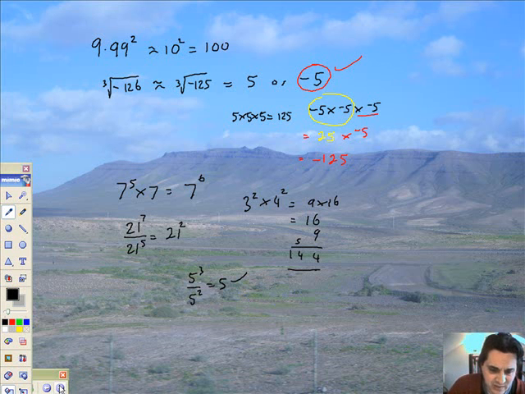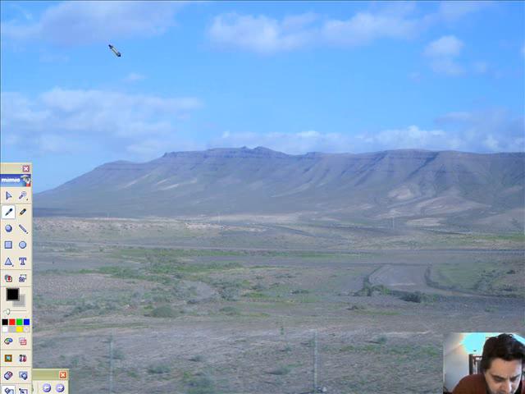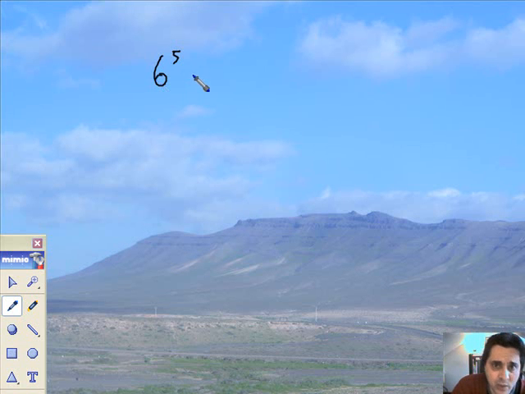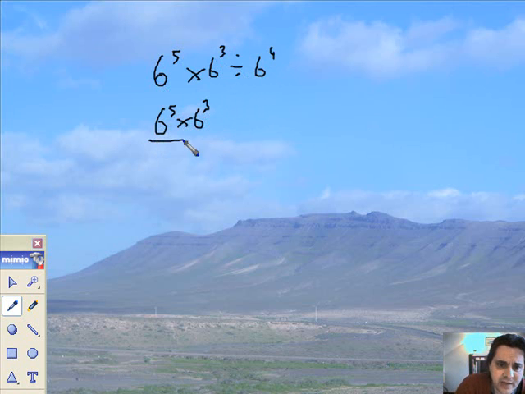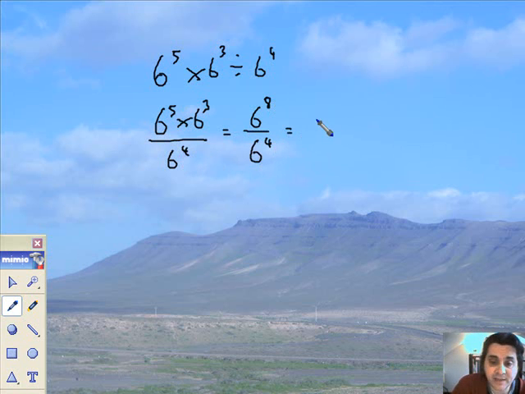Now look at this next one, let's just turn over, give it a fresh page. This looks disgusting. 6 to the power of 5, you think, oh my goodness, I can't work it out. Don't panic, times 6 to the power of 3, and then divide that by 6 to the power of 4. Simplify the top bit. 6 to the power of 8 divided by 6 to the power of 4. That's going to give us 6 to the power of 4 because 8 take away 4 is 4. Now we simply have to find the value of 6 to the power of 4.